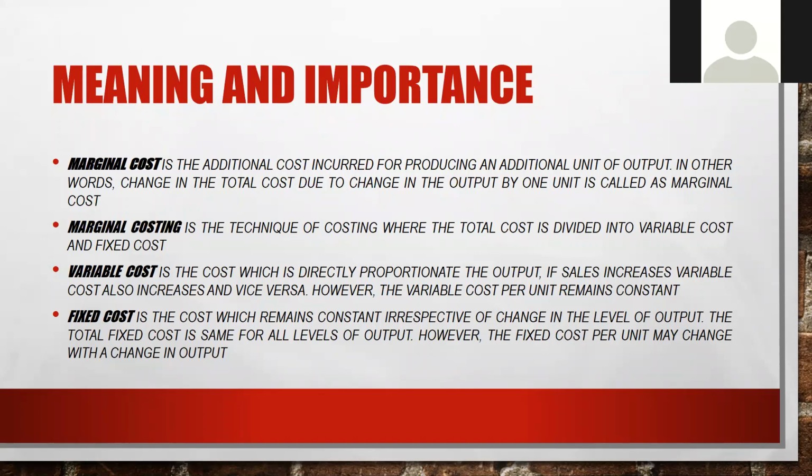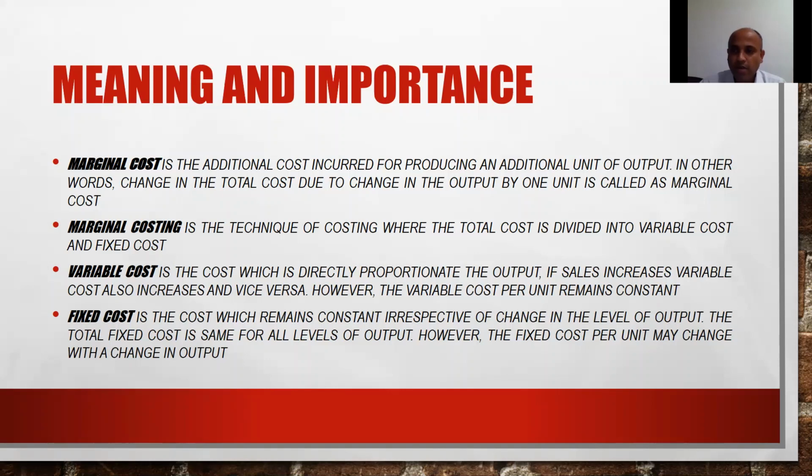1 unit. So you should understand that to produce 1 additional unit, what is the change in the total cost? What is the additional cost we are spending? To produce the 101st unit, I have spent 6 rupees. The 6 rupees is what is called marginal cost. Is this clear? The additional cost incurred for producing an additional unit of output is what is called marginal cost. So the change in the total cost due to a change in the output by 1 unit is called marginal cost.